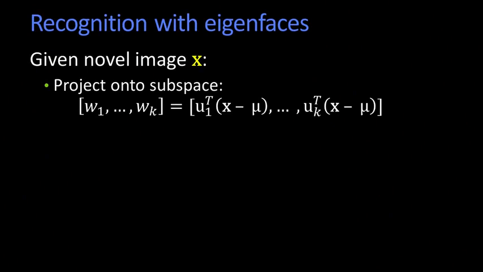So how do we do recognition? Well, actually, it's pretty straightforward. I have some new novel X comes in, some new novel face image. All I do is I project it into the subspace. What does that mean? Just like before, I subtract off the mean, and I compute the dot product, the coefficients, W1 through WK.